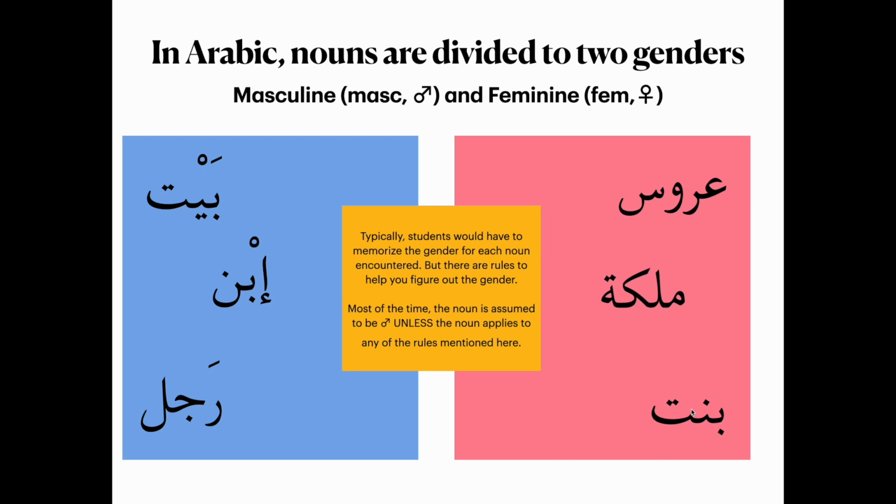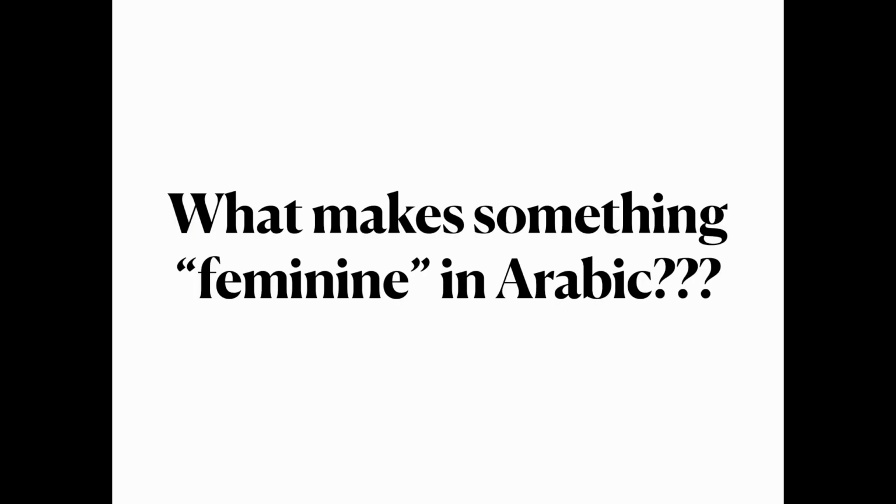Well, a long time ago, we would just have to memorize each of them one by one, which honestly sucks. I honestly don't want to do that right now. So fortunately, we have a really big rule of thumb. Number one, nouns are assumed to be masculine unless they have some rule in them that makes them feminine. So let's talk about these rules or conventions. The question we should be asking is, what makes a noun feminine in Arabic? So let's get this started.